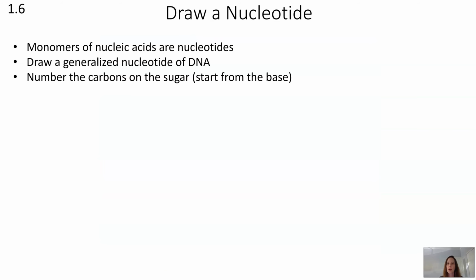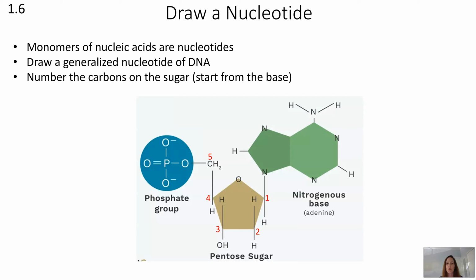So to start talking about nucleic acids, let's talk about the monomers of nucleic acids, which is a nucleotide. What are the components within a nucleotide? I want you to try drawing a generalized nucleotide of DNA, and then within the sugar portion, and that's a clue, there is a sugar portion, number the carbons on the sugar starting from the base. This might have been a hard one to draw all of those components, and that's okay.